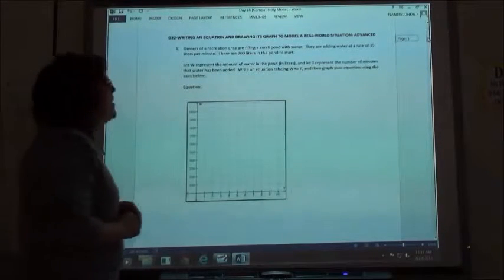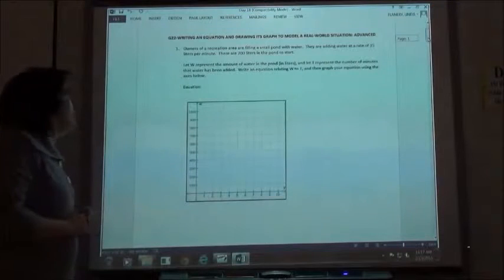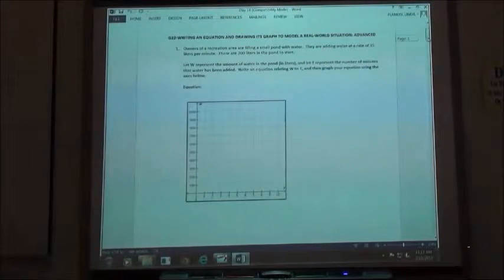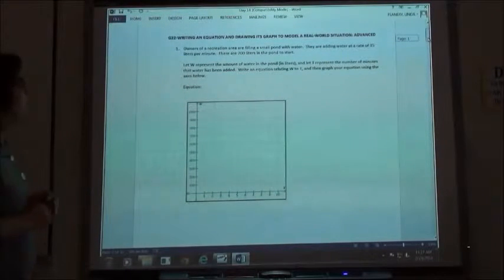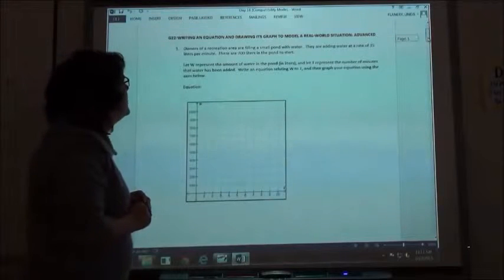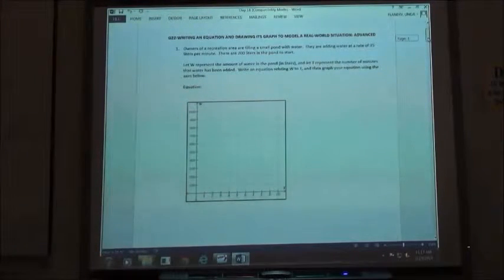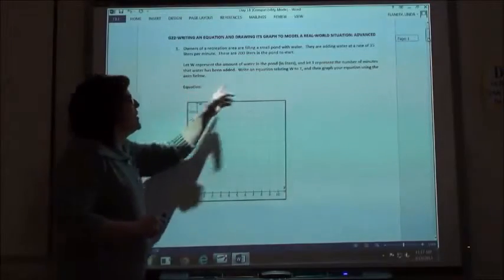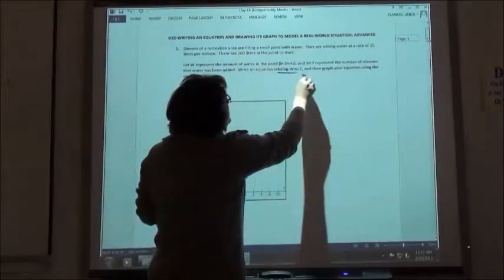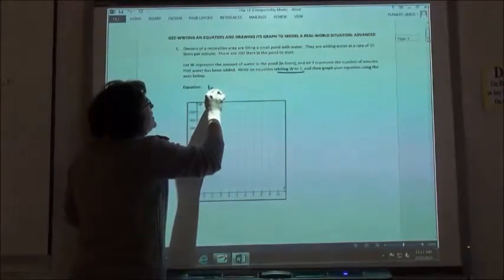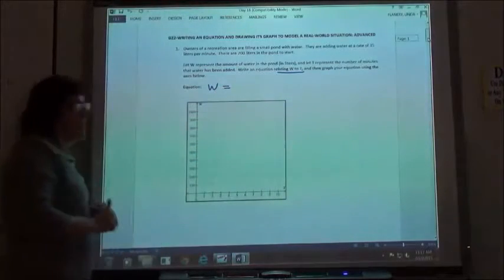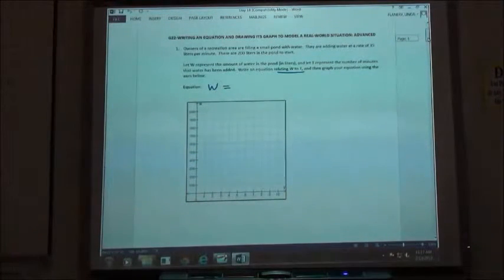They're adding water at a rate of 35 liters per minute. There are 700 liters in the pond to start. Let W represent the amount of water in the pond in liters and T represent the number of minutes that water has been added. Write an equation relating W to T, then graph your equation using the axis below. So when it says write an equation relating W to T, it means you're going to have an equation that says W equals something. By the way, this is case sensitive, so you got to use a capital W.